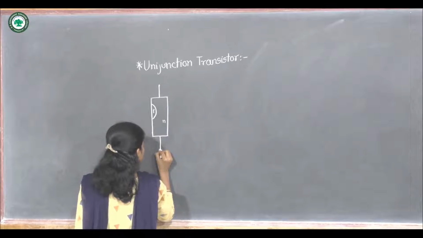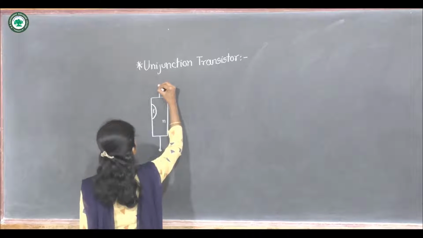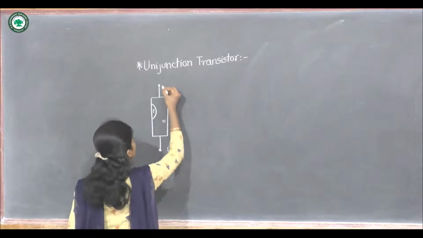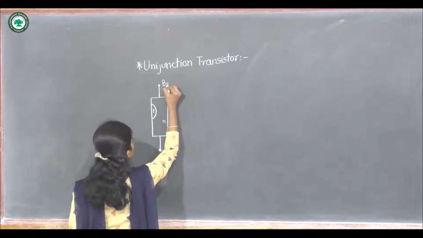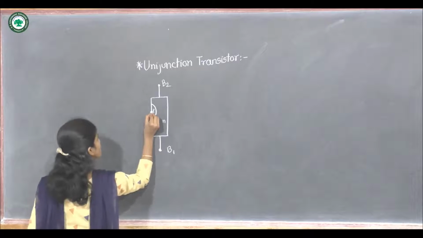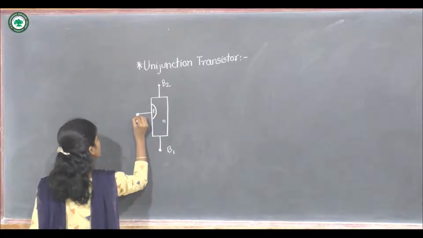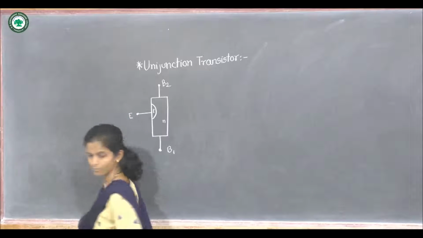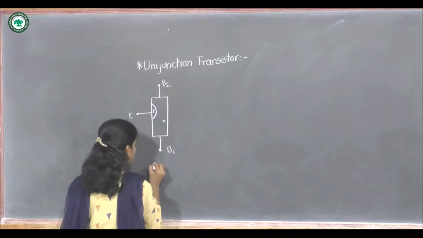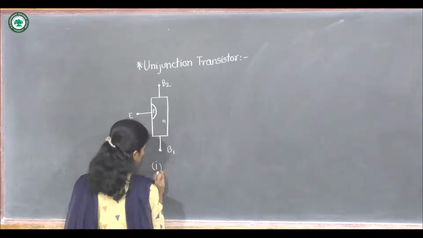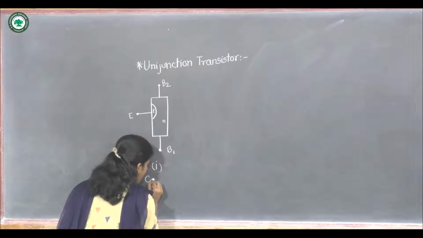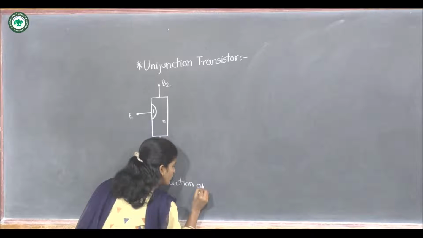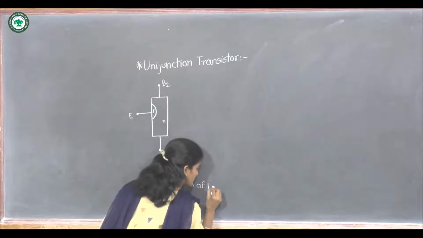The terminals drawn from these N-type strips are the bases, that is base B1 and base B2. So this is base B1 and this is base B2, and the terminal which is drawn from the P-type region is the emitter. So this is figure 1 which shows the construction of the unijunction transistor, that is UJT.